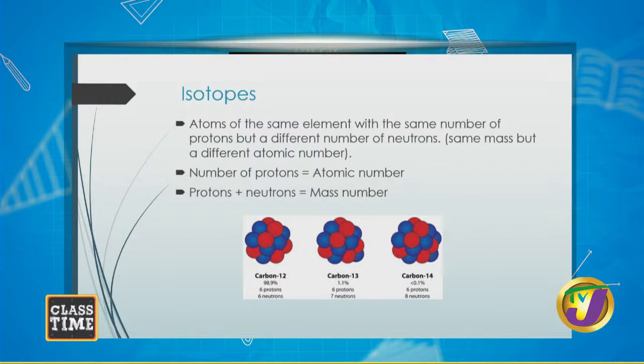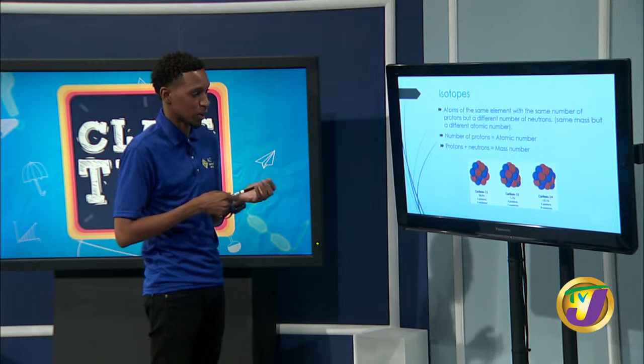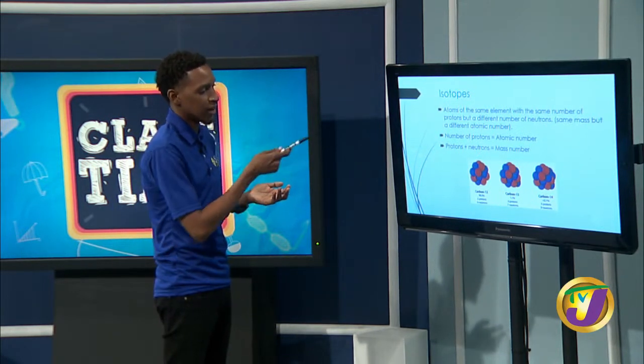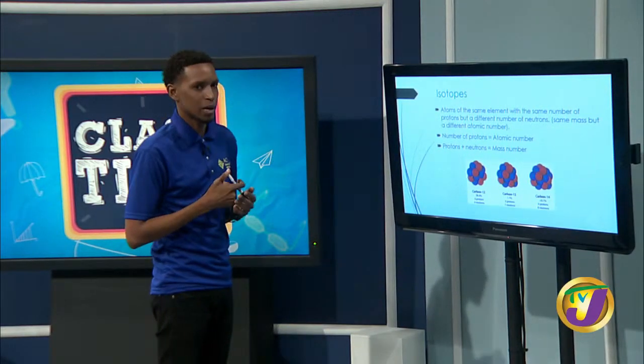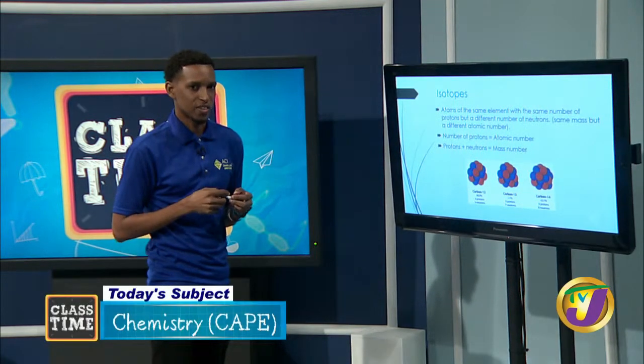So carbon has three main isotopes: carbon-12, carbon-13, and carbon-14. Carbon-12 has 6 protons and 6 neutrons. That's why the mass number is 12. Carbon-13 has 6 protons and 7 neutrons, and that's why the mass number is 13. And the same thing for carbon-14, a proton number of 6 and a neutron number of 8.